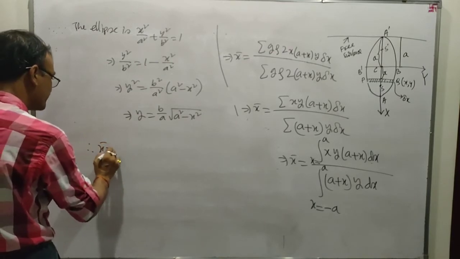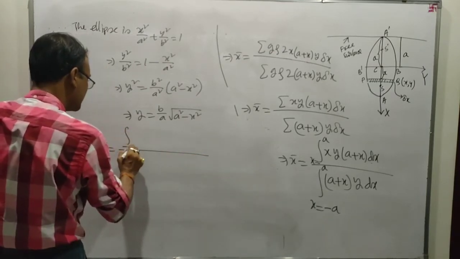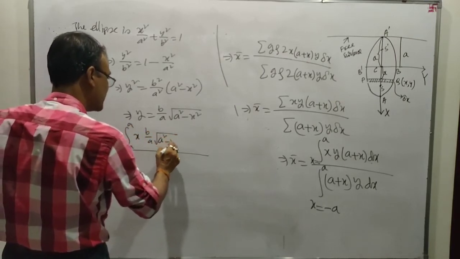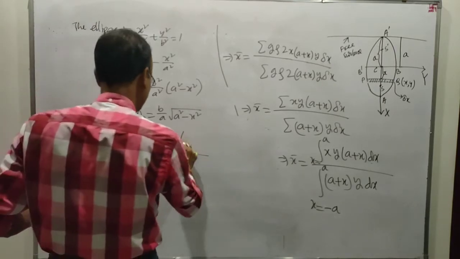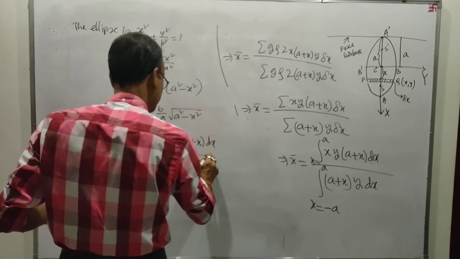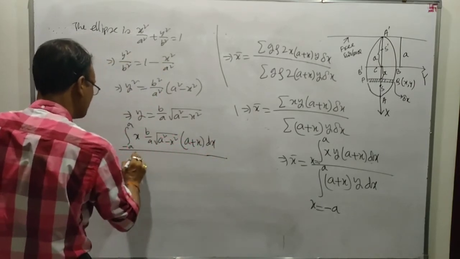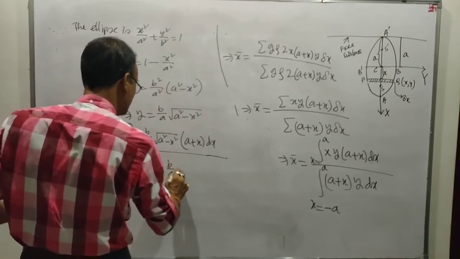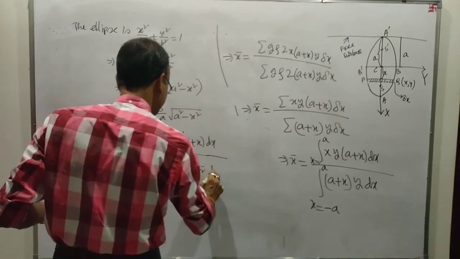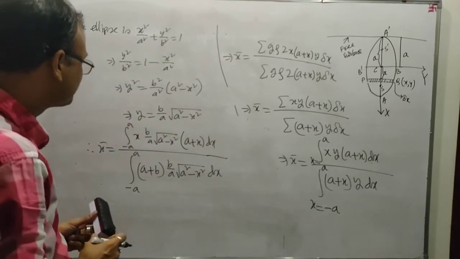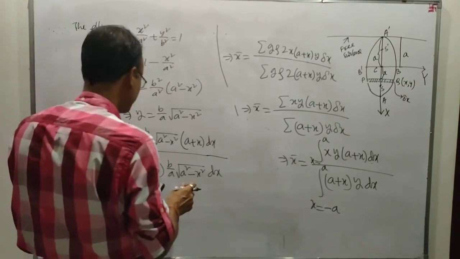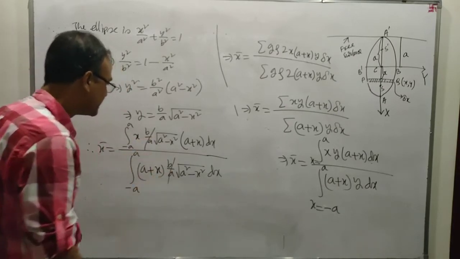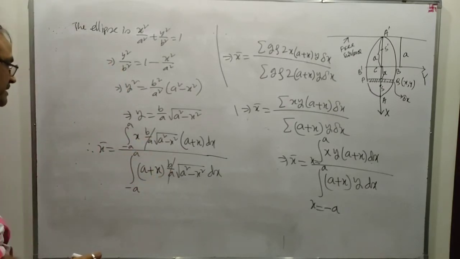Therefore, x bar equal to integration from minus a to plus a of x into b by a root of a square minus x square into dx, divided by integration from minus a to plus a of b by a into root of a square minus x square dx. It is not a plus b, it is a plus x. b by a will be cancelled.